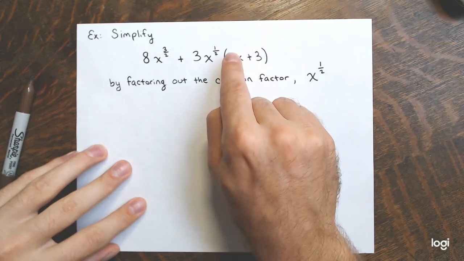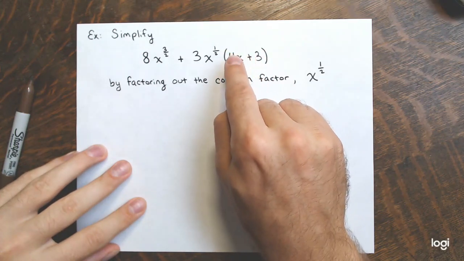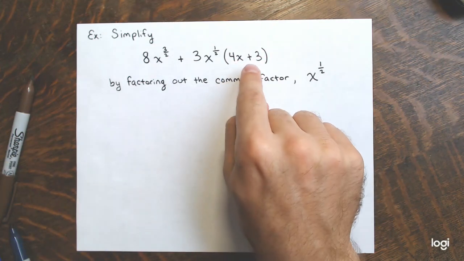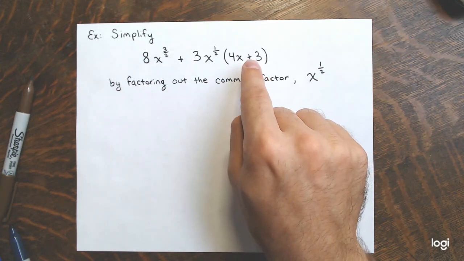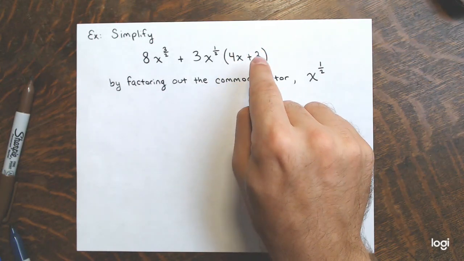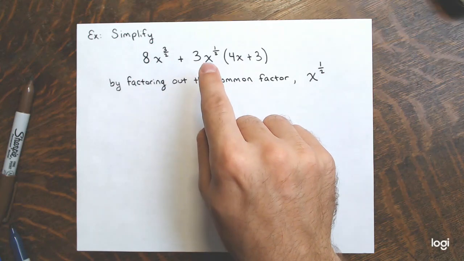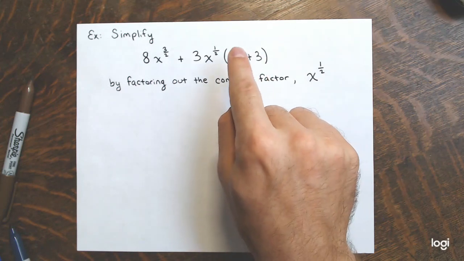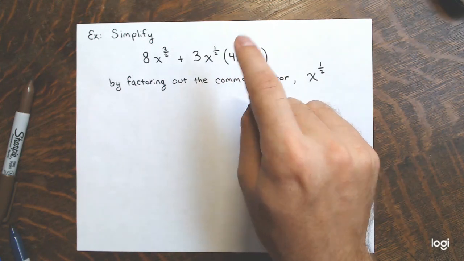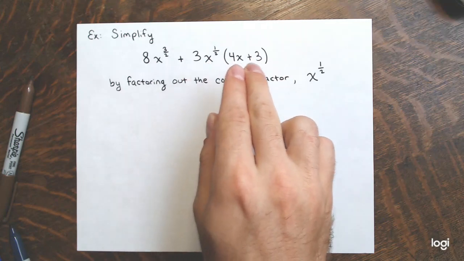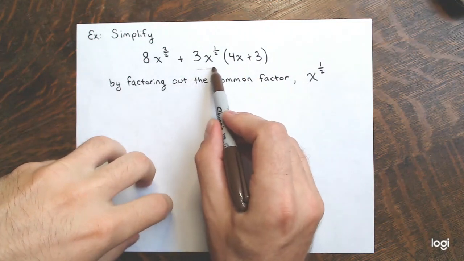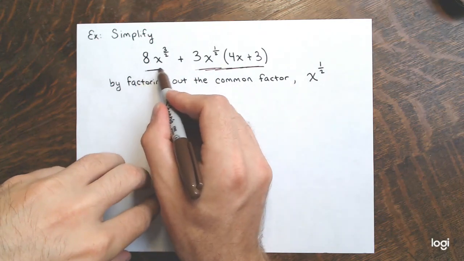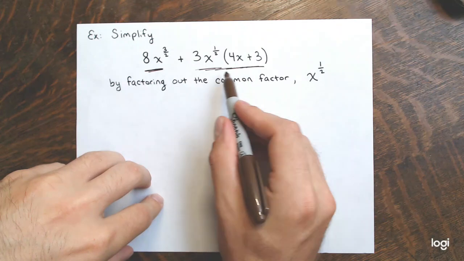If an expression is in parentheses, you can think of it as one particular letter, one variable. Like 4x plus 3, you could think of that as y or some other letter. But this is all considered one factor. So I have 3 times x to the half power, 1/2, times, and then this 4x plus 3 again is all considered one factor because it's in parentheses. So that whole thing is considered one term. So I've got a term here, and plus, and then a term here.